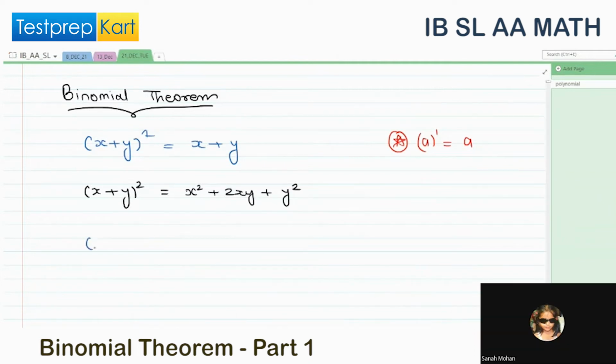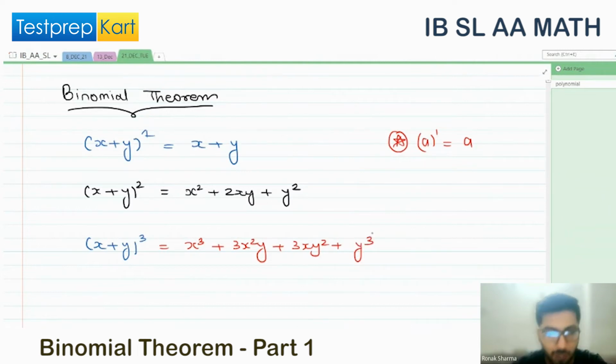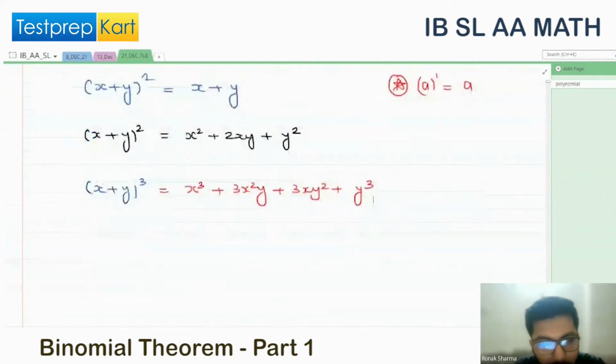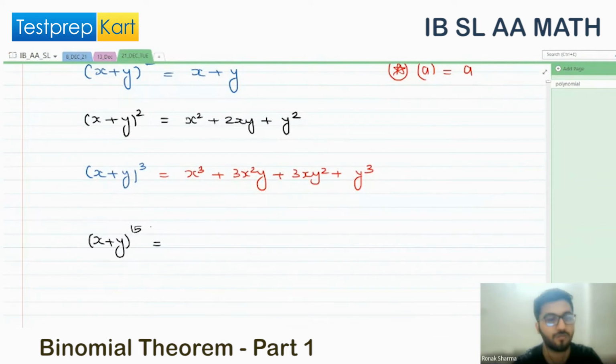And if we go for x plus y cube, the answer is x cube plus 3x square y plus 3xy square plus y cube. Okay, this is the formula. No need to learn it. But what if I ask you x plus y power 15? Now what you will do?